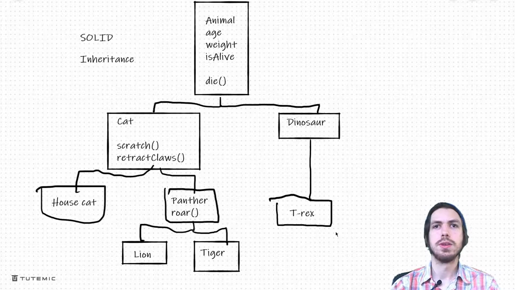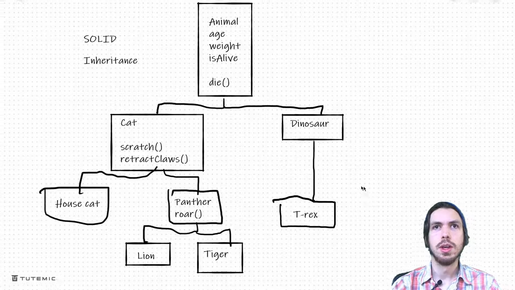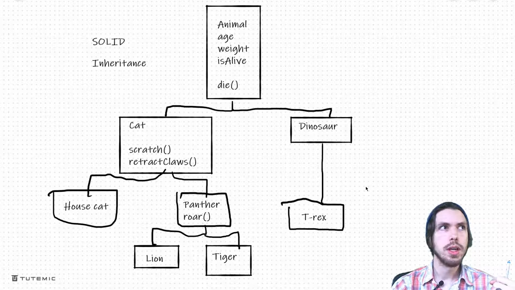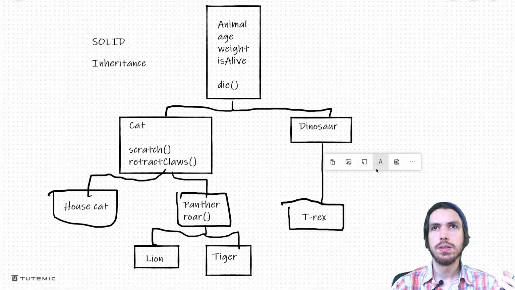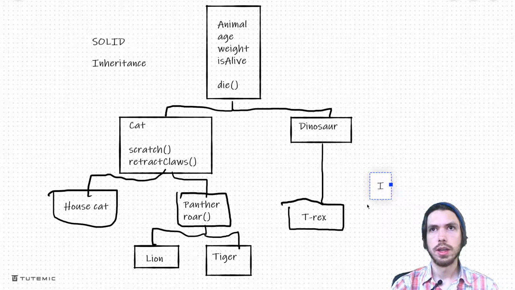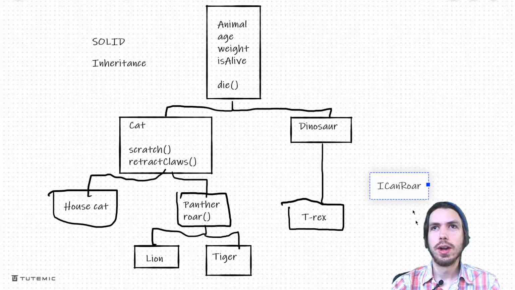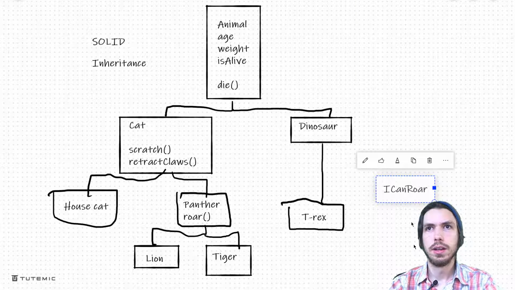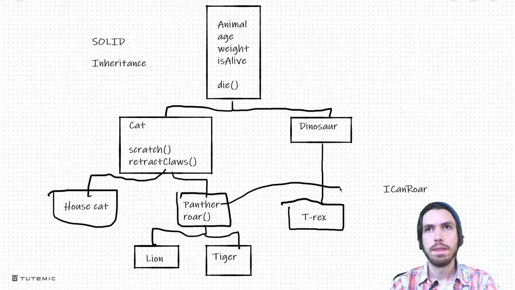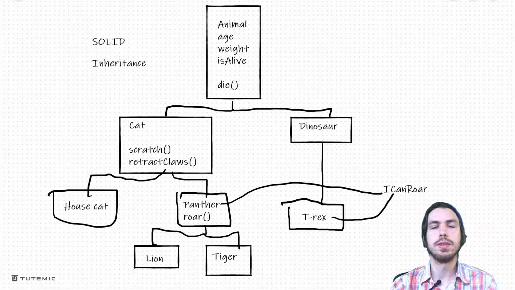So there's a couple of different solutions that might be brought to the table. Some might say, oh, well, why don't you create an interface, right? We'll create an interface called, like, I can roar. But really it's interface CanRoar, right? So we got this interface, and we can say, ta-da! And then both panthers and T-Rexes implement this CanRoar interface. And that solves all of our problems, right?